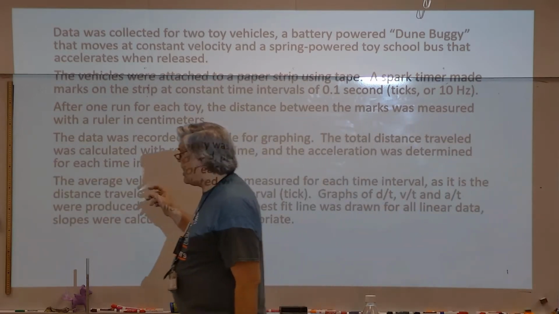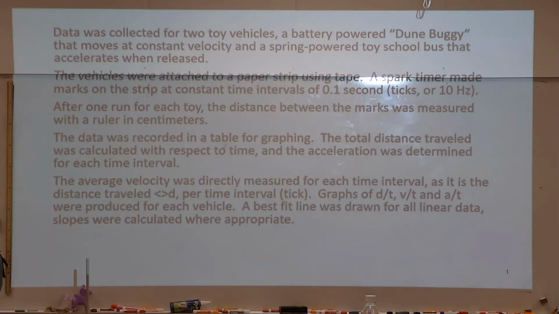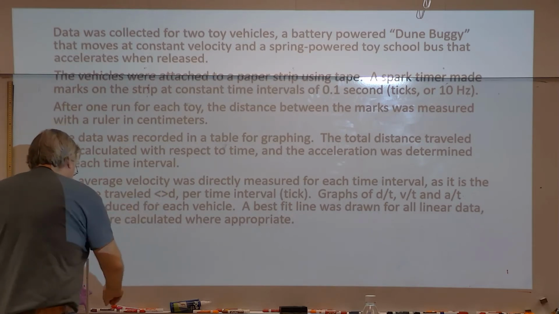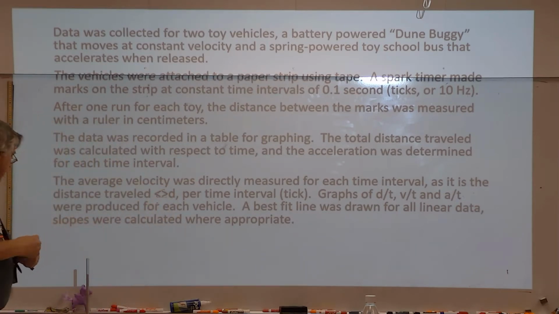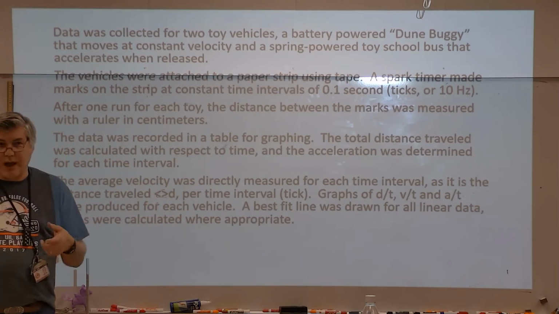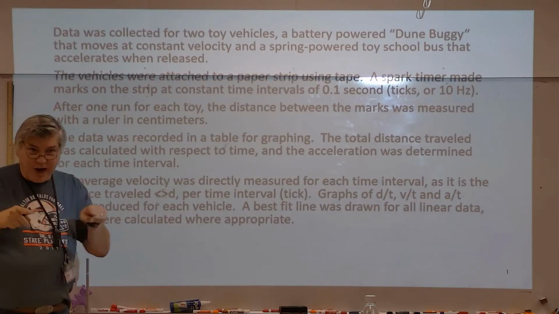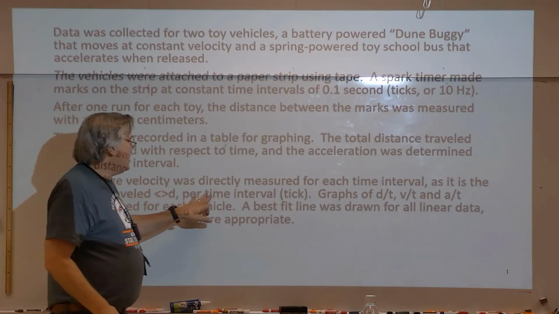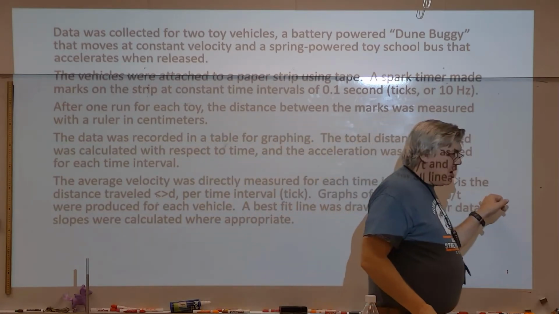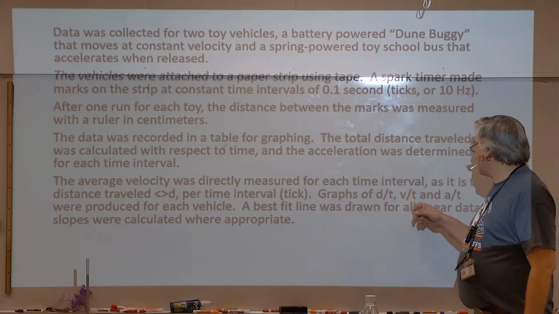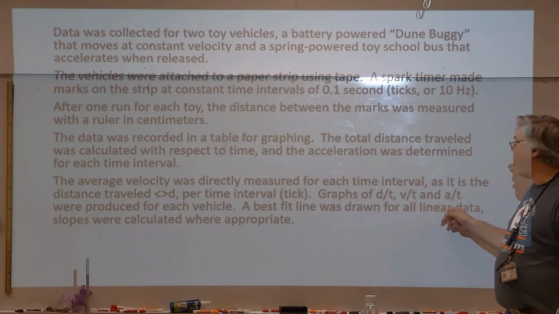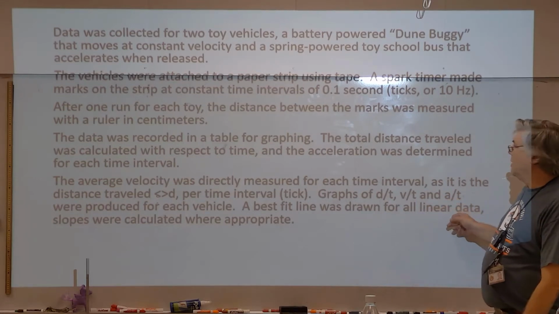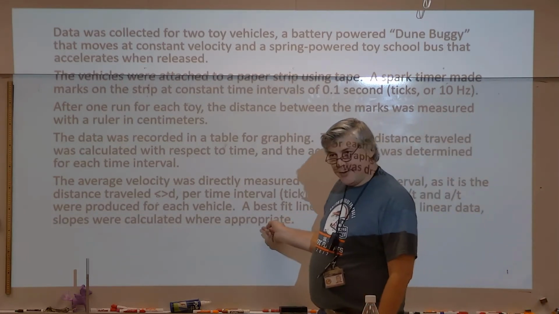The average velocity was directly measured for each time interval, as it is the distance traveled, and this is delta t. I didn't have a delta sign on my keyboard, right? That's delta d, rather. So, that greater than, less than, a lot of times when I'm typing fast is how I make it try and look like the little triangle. Okay? Delta d per time interval. So, graphs of distance versus time, velocity versus time, and acceleration versus time were produced for each vehicle. A best fit line was drawn for all linear data. Slopes were calculated where appropriate. Okay.